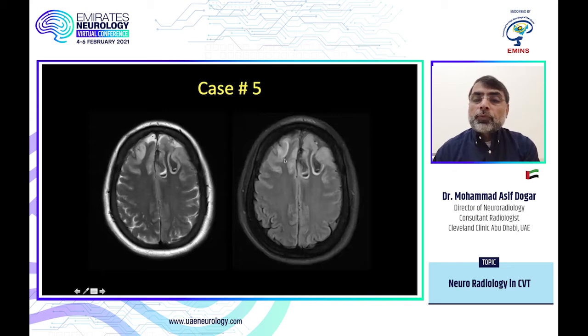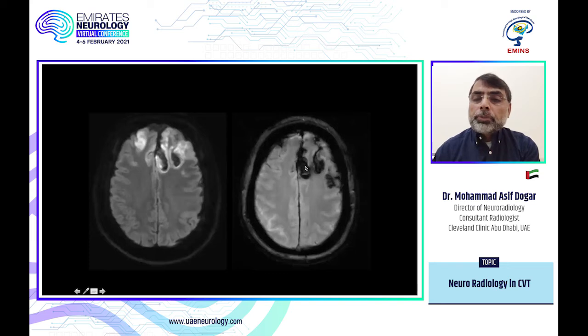So the next case, on the T2 weighted image, there's a hemorrhage here, some edema here. This one is different from the other cases. Now we have bilateral findings. But the particular thing about this is these findings are in the parasagittal location.